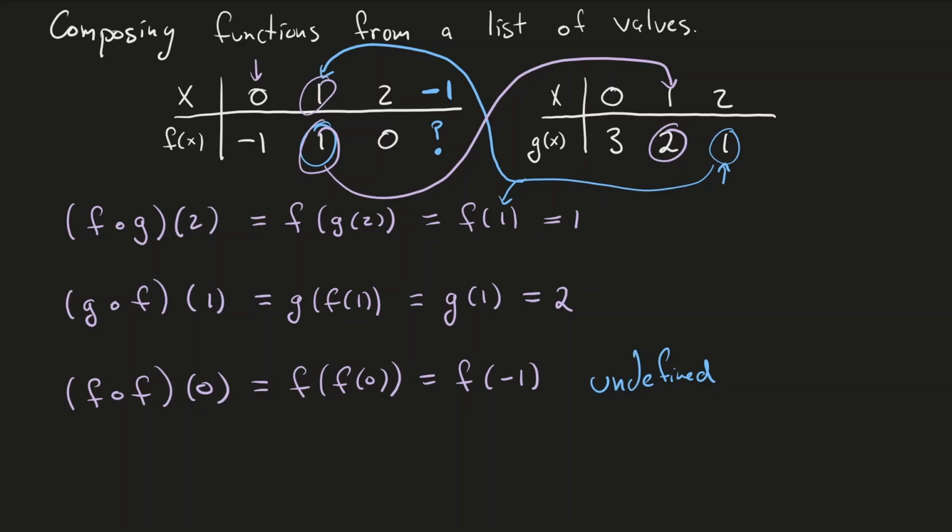So it can happen that you can plug something into the innermost function and then not be able to evaluate it in the outermost function just because it's not in the domain of the outermost function. The outputs of the innermost function must be in the domain of the outermost function. They must compose well together. So that's just a big word of warning here. If you see something like this, f of negative 1 is completely undefined because f has no value associated to negative 1.